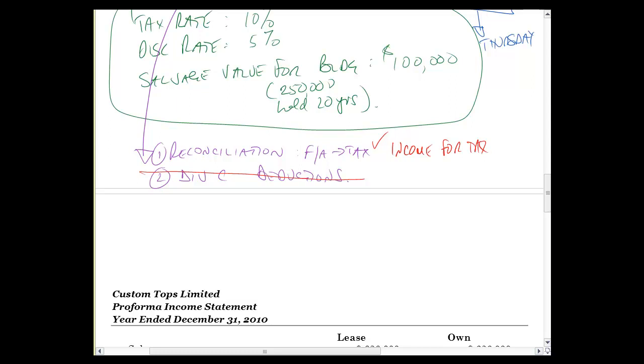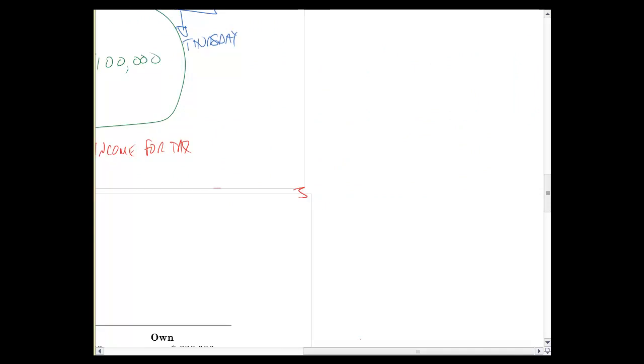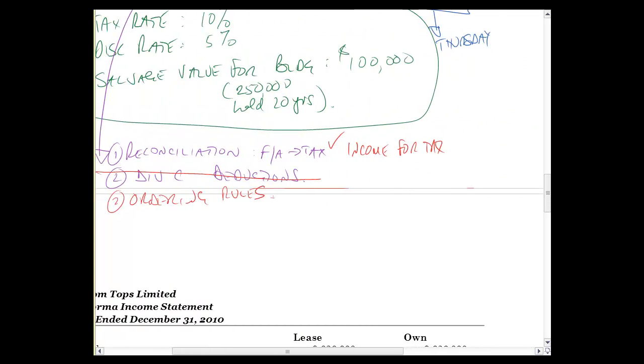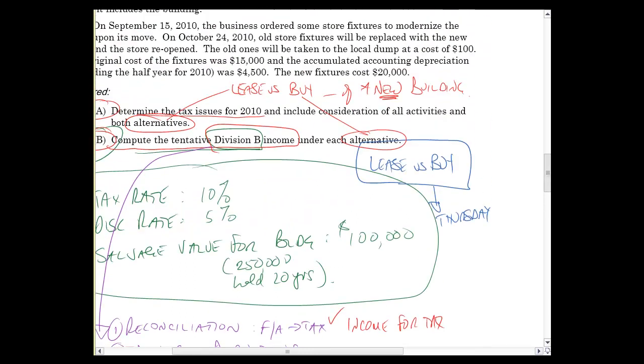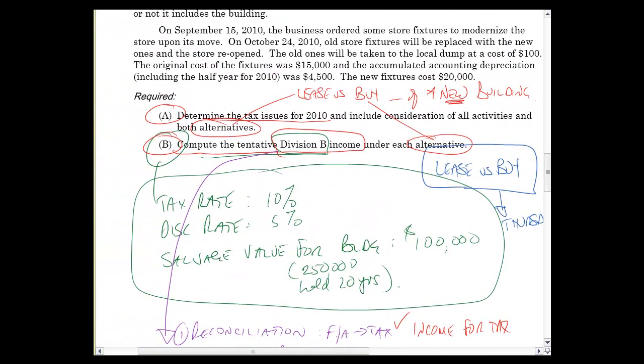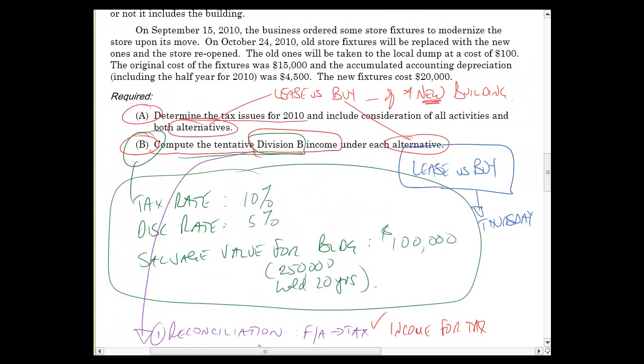How does it work its way into Division B? So first of all, what is Division B income? Now this question does not ask us about these pesky ordering rules. You should expect that the key to this question, the solution, did not have any points for doing the ordering rules properly.